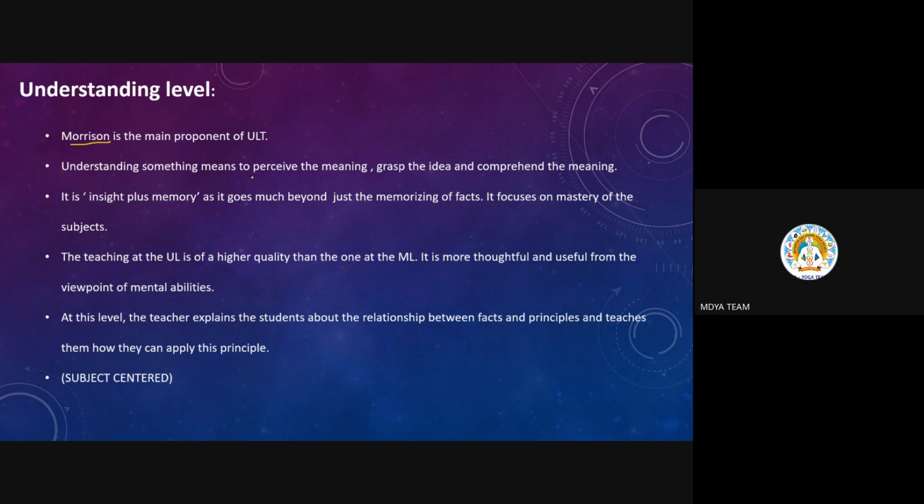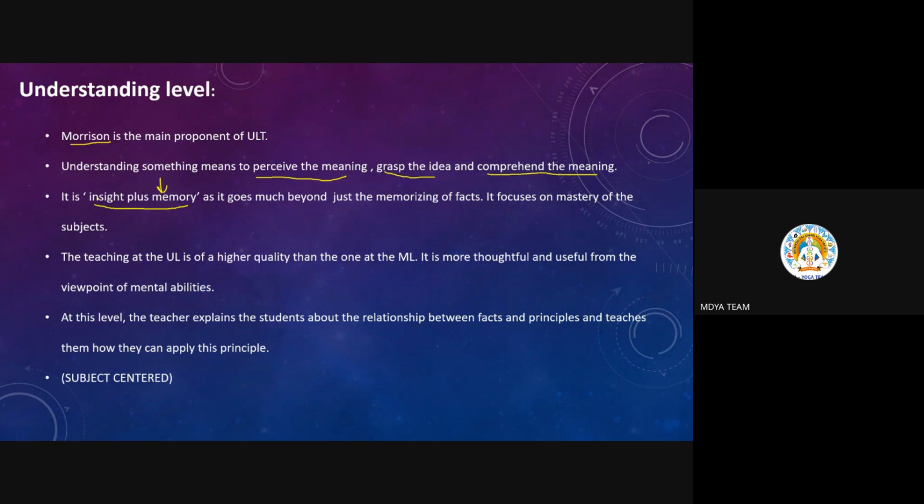Understanding something means to perceive the meaning, to decode the meaning, grasp the idea, and comprehend the meaning. There are three things: to perceive the meaning, grasp the idea, and comprehend the meaning. It is insight plus memory. Here, memory is present in understanding level as well, but here there are insights.